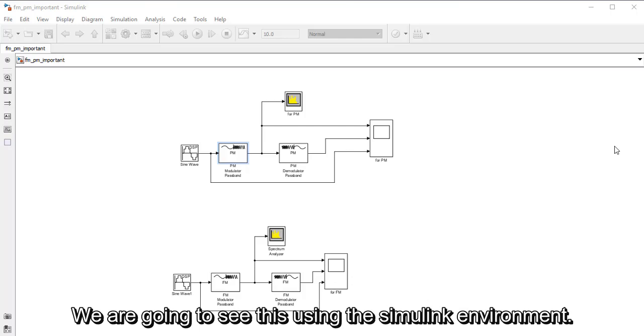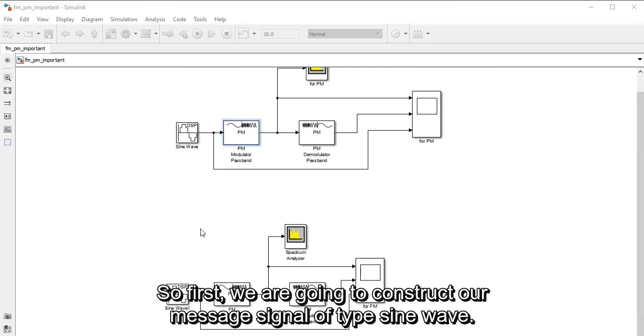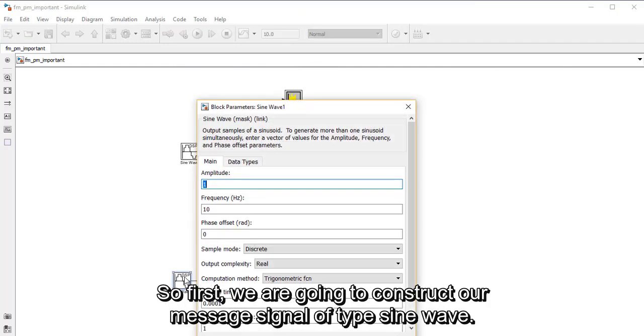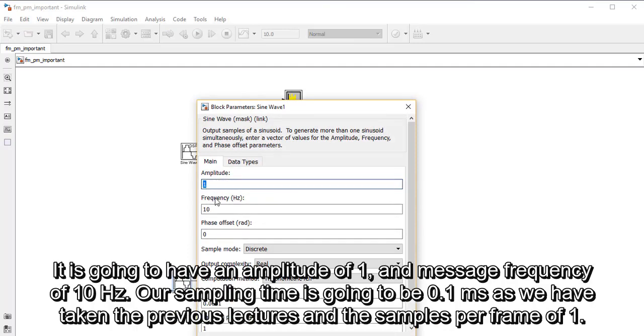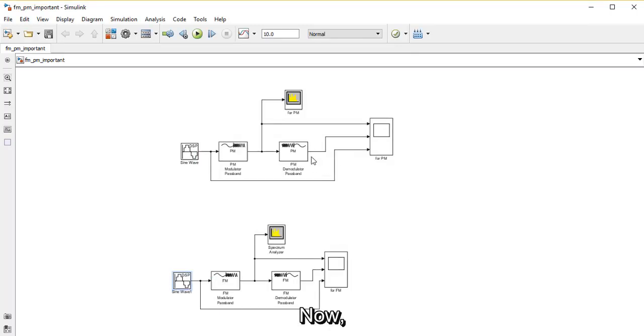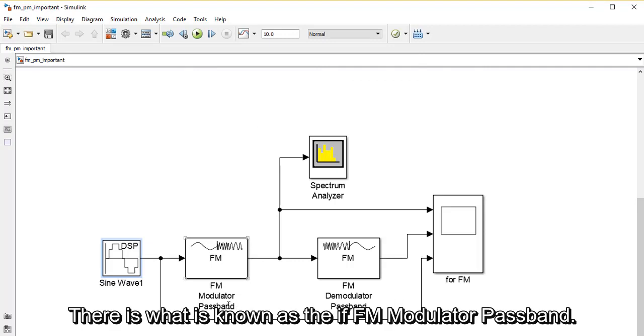We're going to see this using the Simulink environment. So first we're going to construct our message signal of type sine wave. It is going to have an amplitude of 1 and a message frequency of 10. Our sampling time is going to be 0.1 millisecond, as we have taken in the previous lectures, and the samples per frame is 1. Now in Simulink there is what is known as the FM modulator passband.